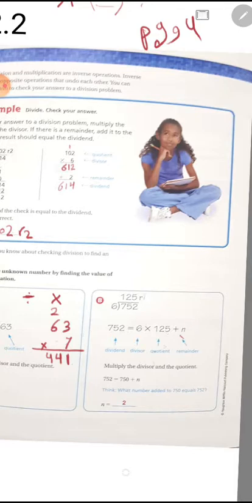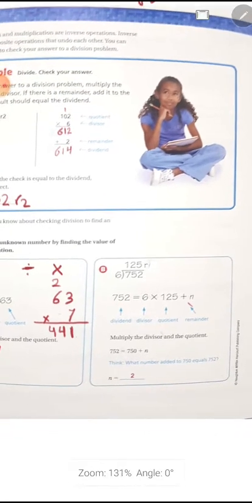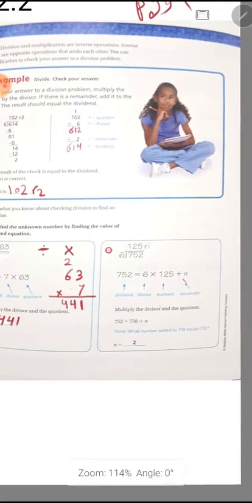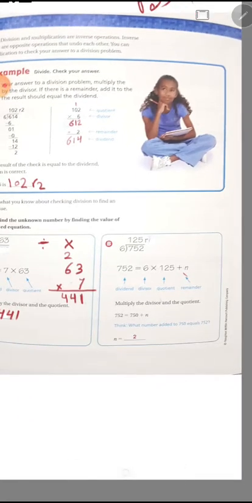How will I know this? You have to save this equation to know the remainder. You have to save it, but I will explain it for you. Okay? Just one minute.